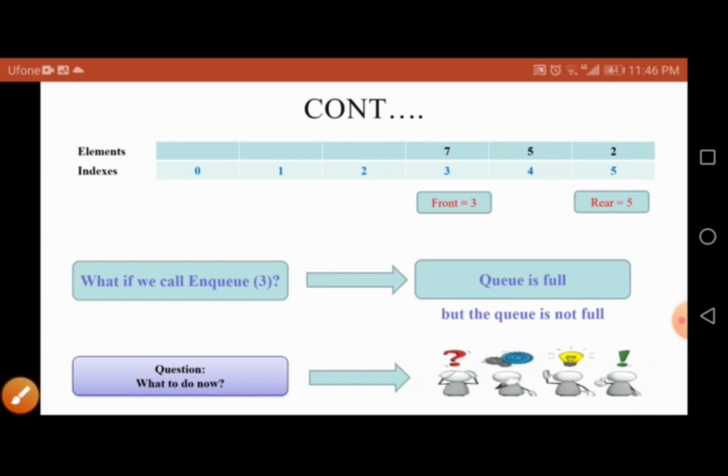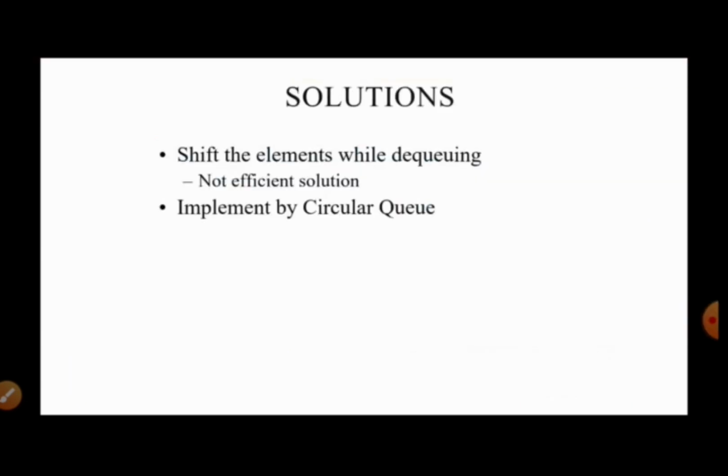So to handle this, what to do? We can change our program so that if we have empty indexes, then our program should not return the message that the queue is full. So there are two mechanisms. First one is shift the elements while dequeuing.